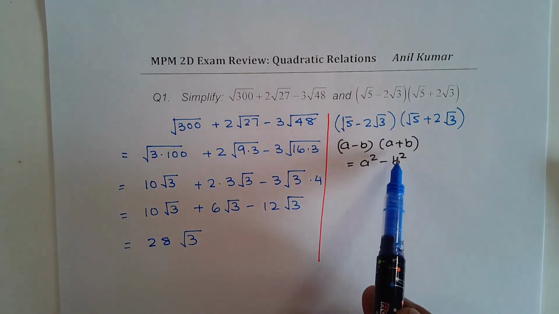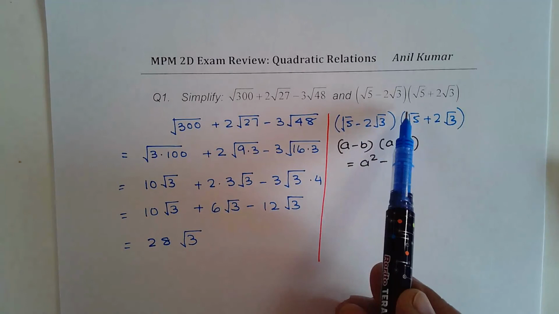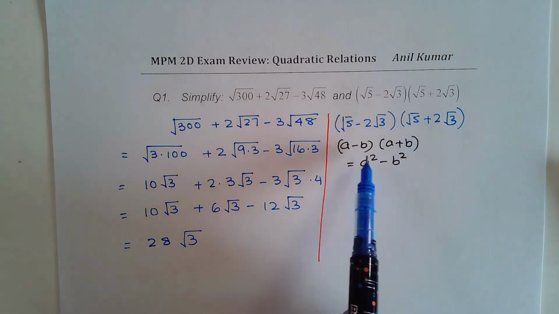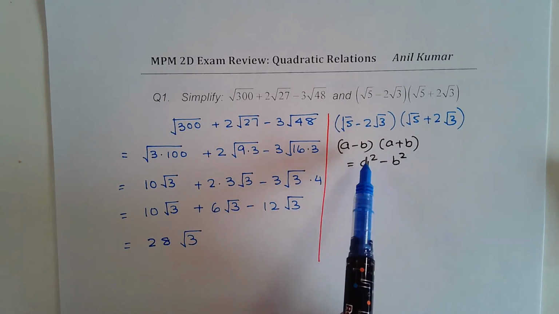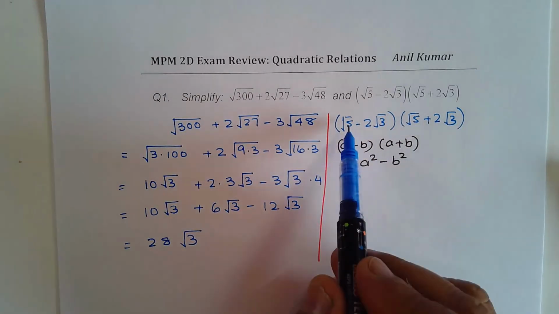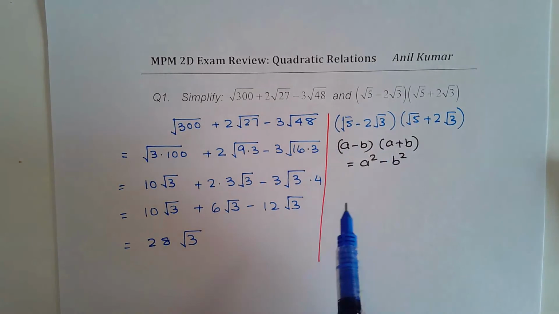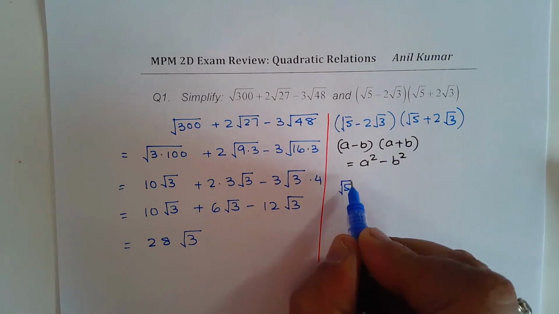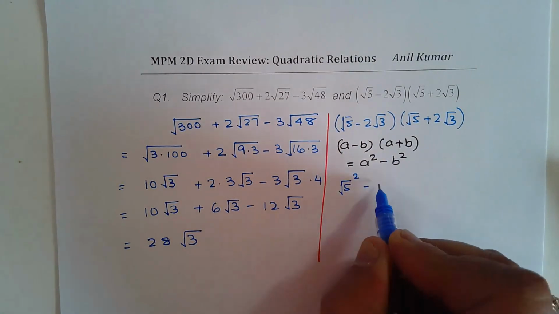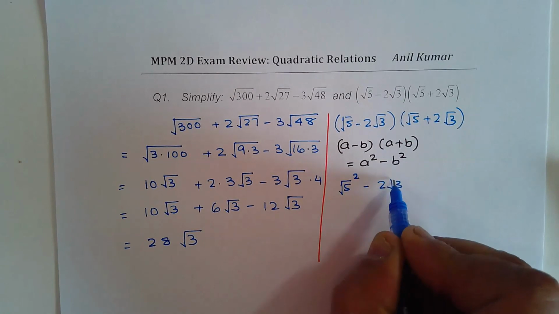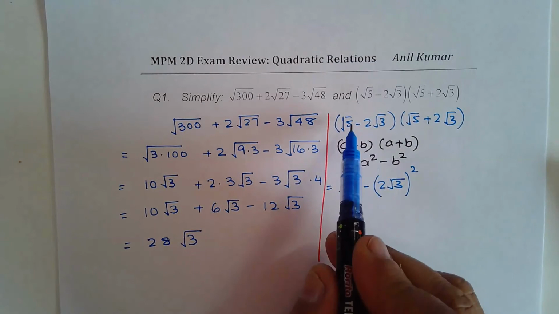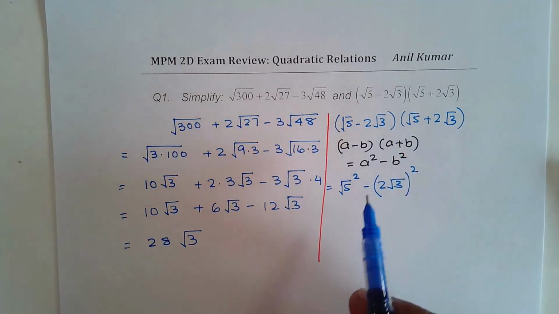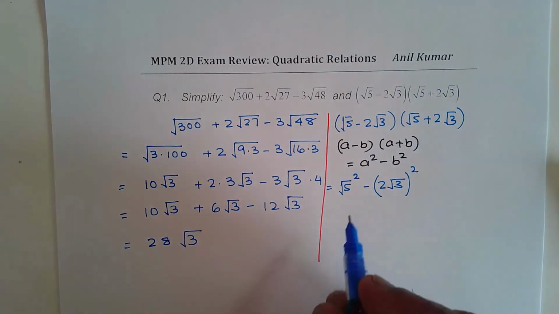If you want, you can multiply them, apply the distributive property, and then get to the result. Since this is final exam review, I'll straight away apply the formula and write this as a square minus b square. That is to say, square root 5 square minus 2 square root 3 whole square, right? So that is what I will do. You could do it one by one, right? 2 extra steps will be required. Now what is the square of this?